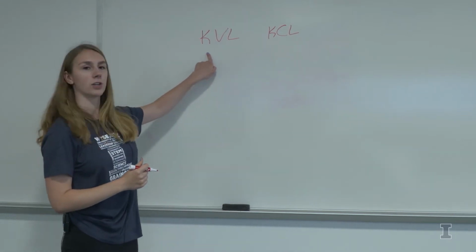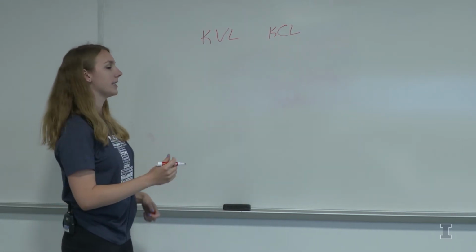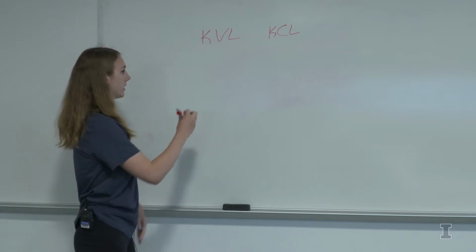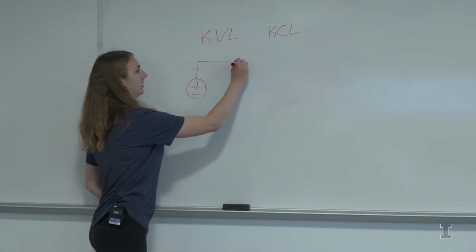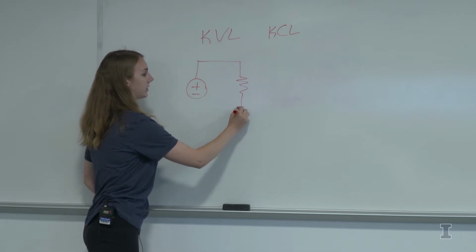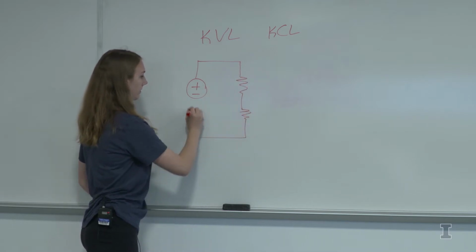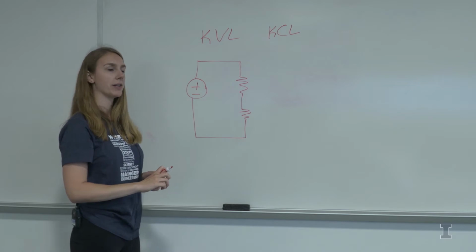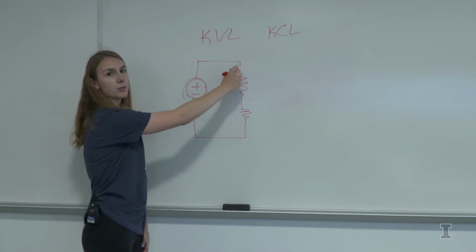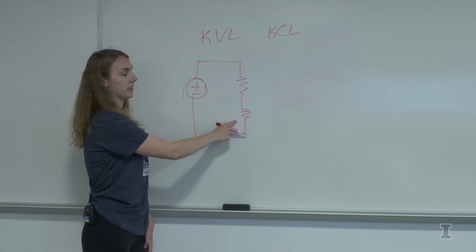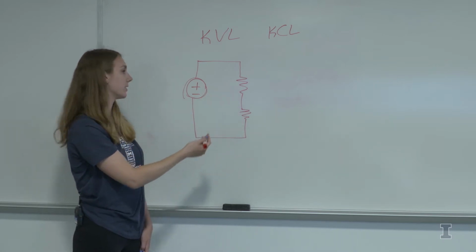So KVL is Kirchhoff's voltage law, and that is an explanation of when you have a circuit with a battery. Let's say you have some resistors, and then it connects back to the battery. The voltage gain across the battery is equal to the voltage drop across the corresponding elements in the circuit.